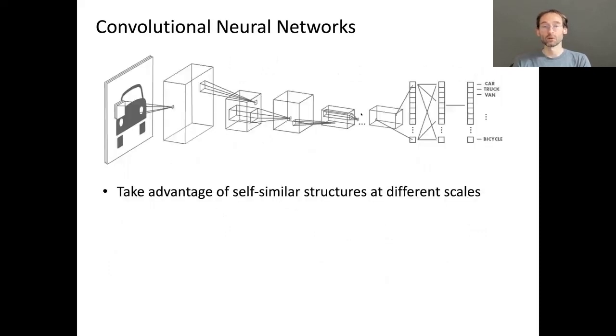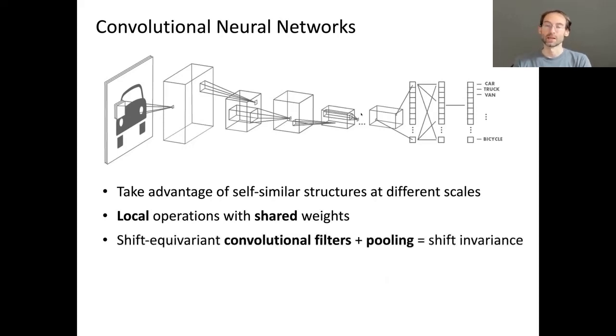So basically, the idea of convolutional neural networks, we'll talk about it in depth, is to take advantage of self-similar structures in images at different positions and different scales. And it boils down to having local operations with shared weights that are shift equivariant. And then shift invariance is achieved by means of pooling, or at least approximately.